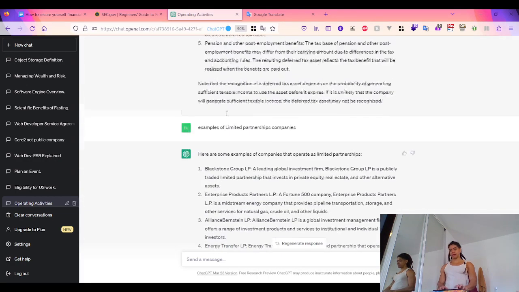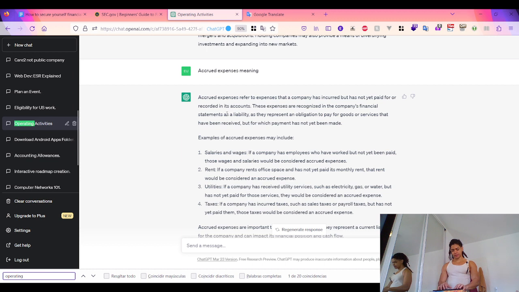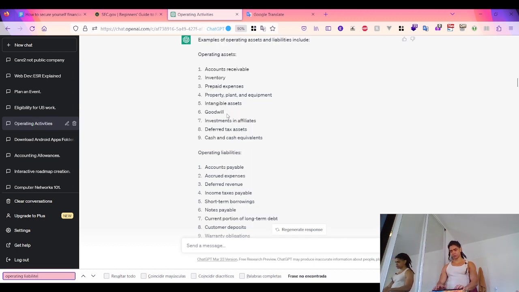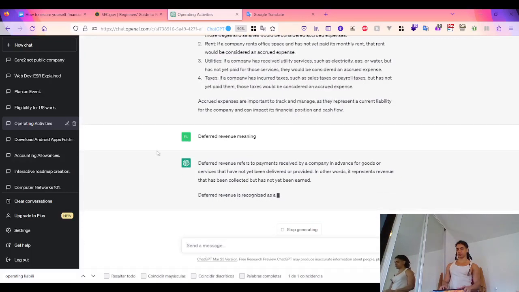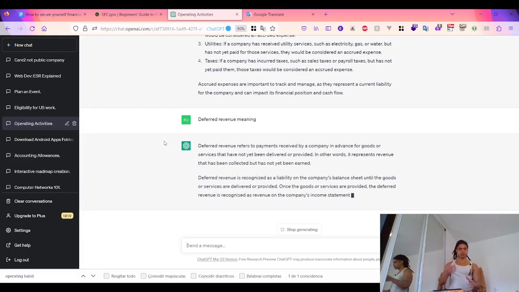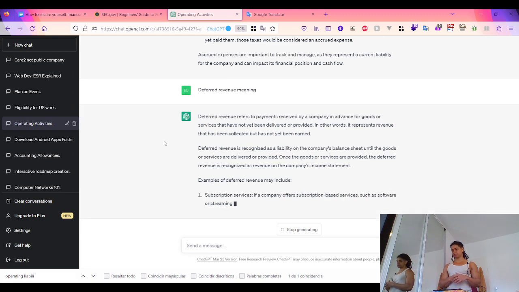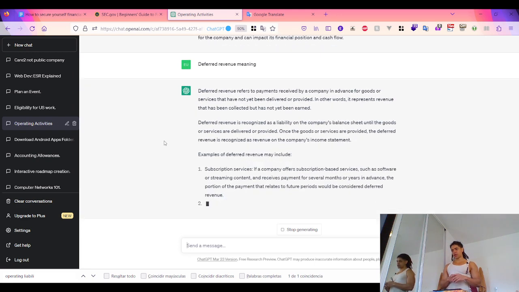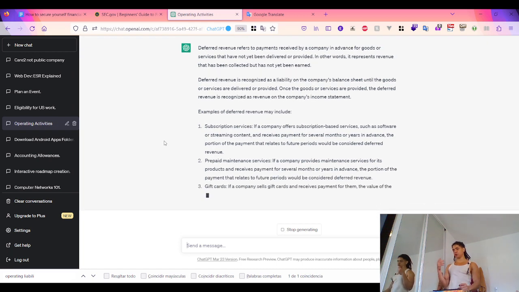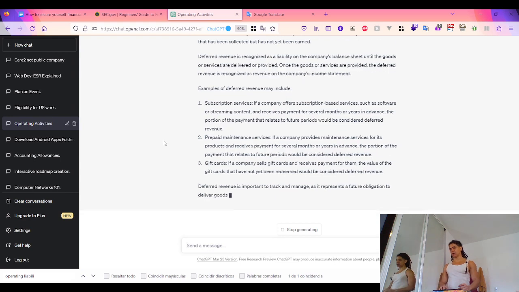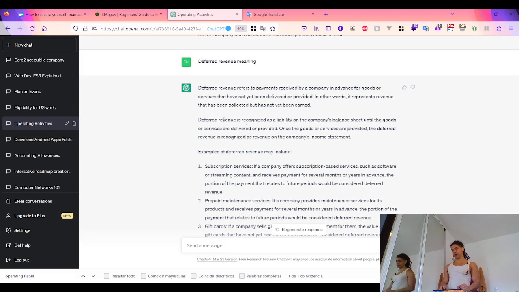Okay, now operating liabilities, like deferred revenue. That was pretty straightforward. And then we have deferred revenue. Deferred revenue refers to payment received by a company in advance for goods or services that have not yet been delivered or provided.